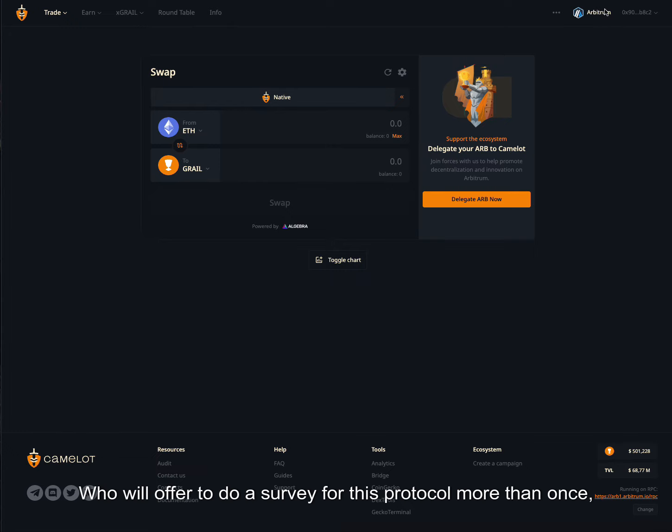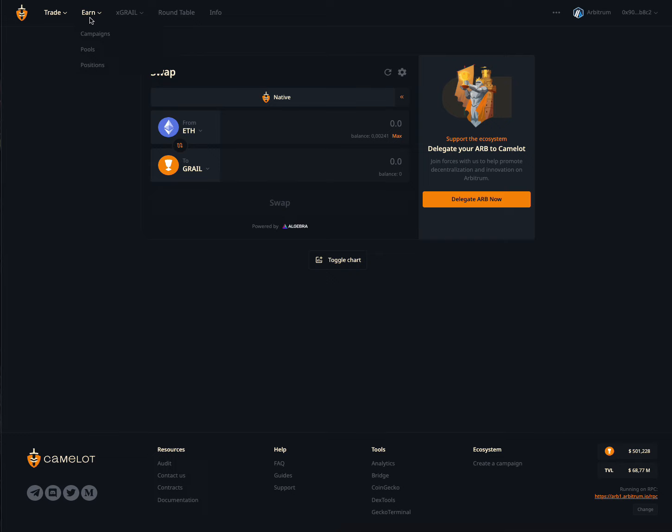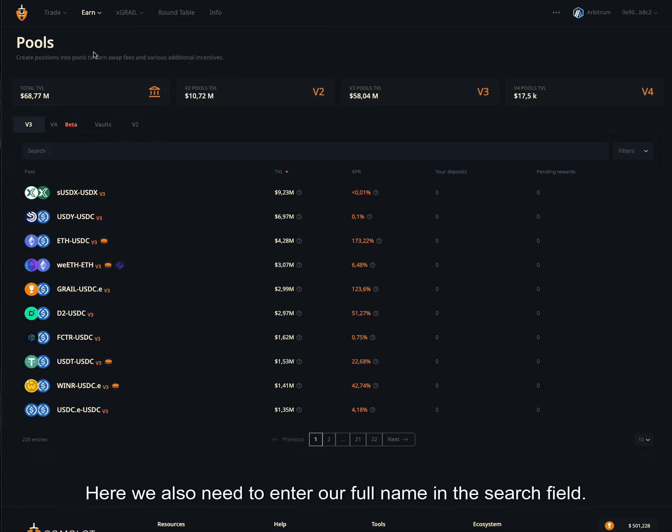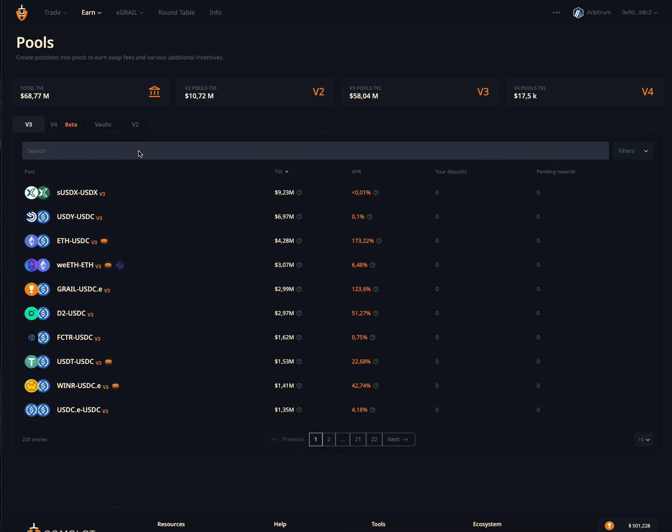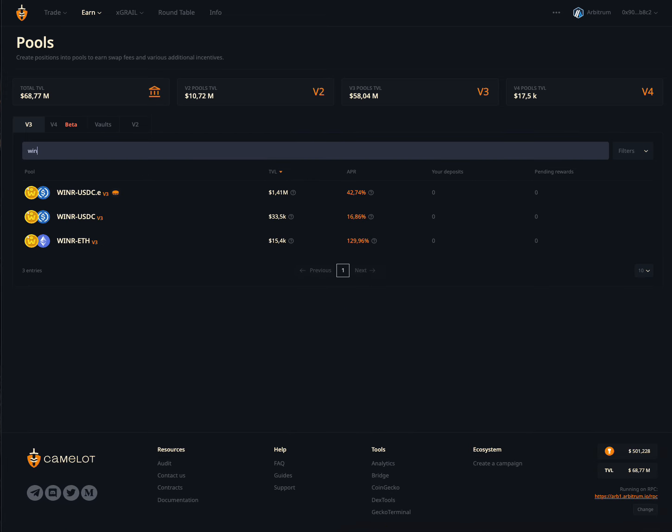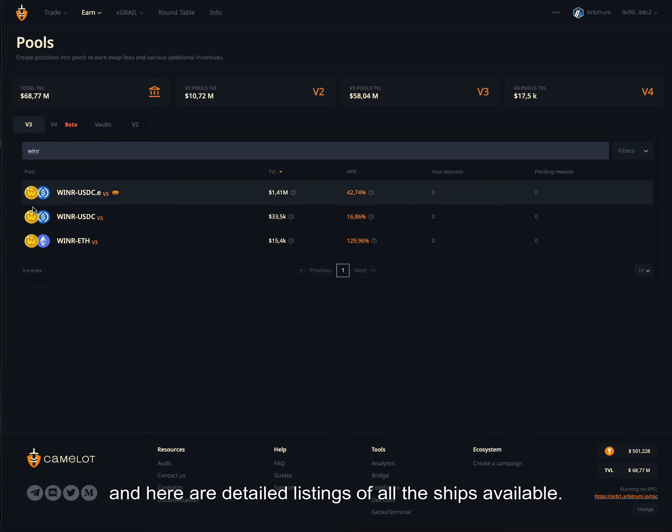It offers to do a survey for this protocol, it doesn't offer to just connect. Please go to the specified tab. Here we also need to enter our token name in the search field, which we have indeed, and here are detailed listings of all the pools available.